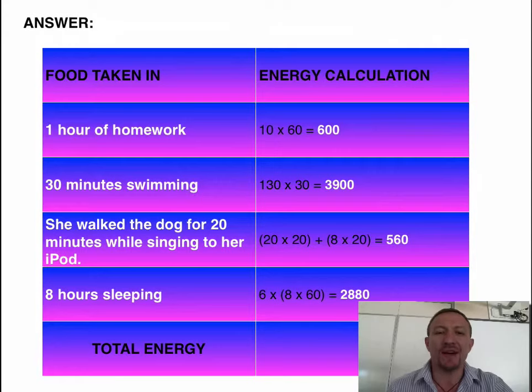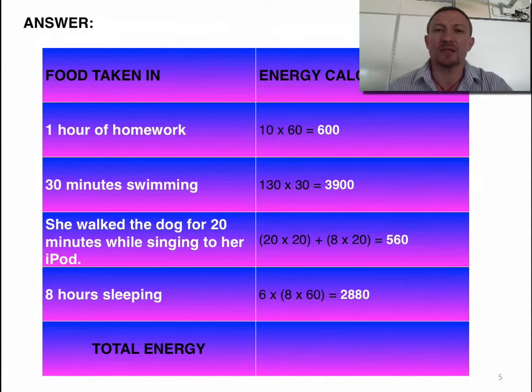And finally she slept for 8 hours. So we've got 8 times 60 gives us the number of minutes in 8 hours, and then it takes 6 kilojoules of energy per minute as she sleeps through, which comes out with 2,880 kilojoules of energy. So what we now do to work out the total output, we add all those values together. 600 plus 3,900 plus 560 plus 2,880 gives us a grand total of 7,940 kilojoules of energy output.